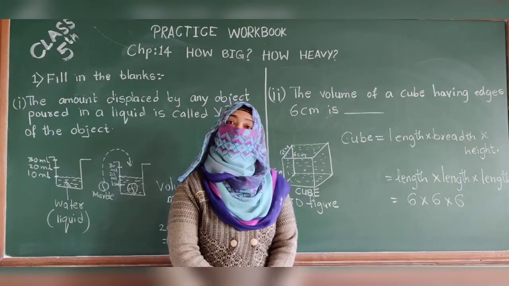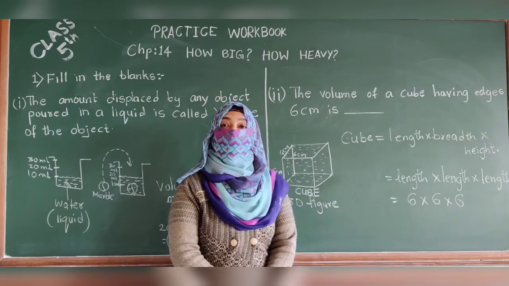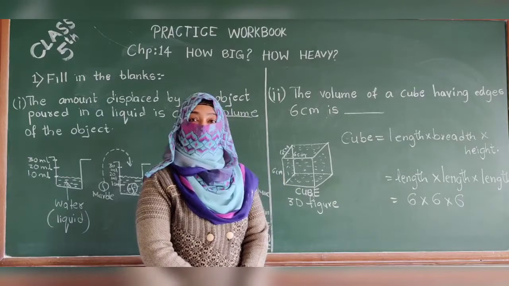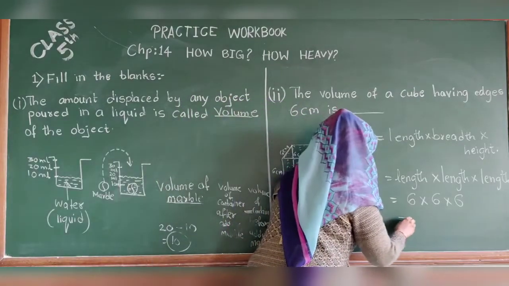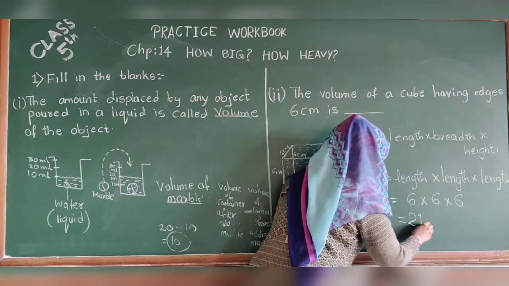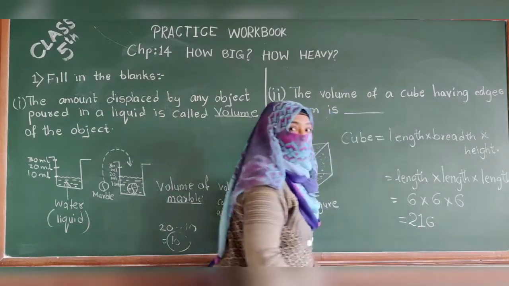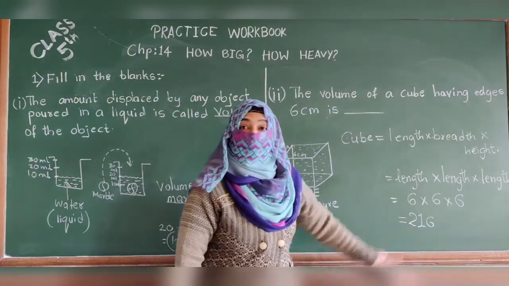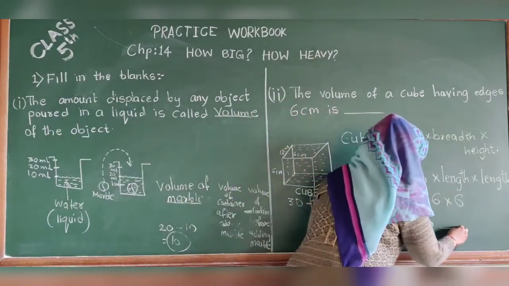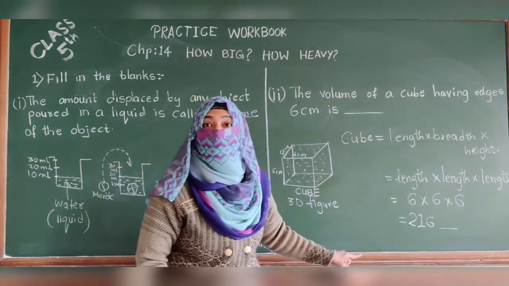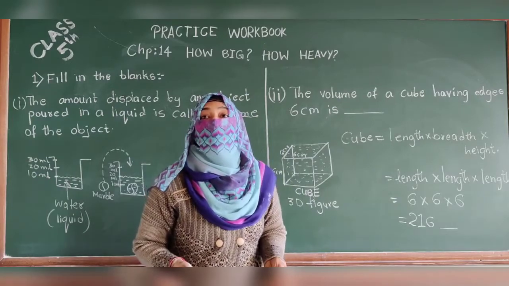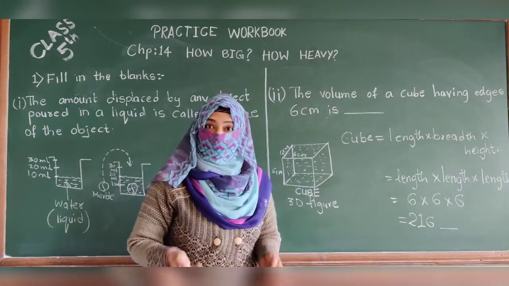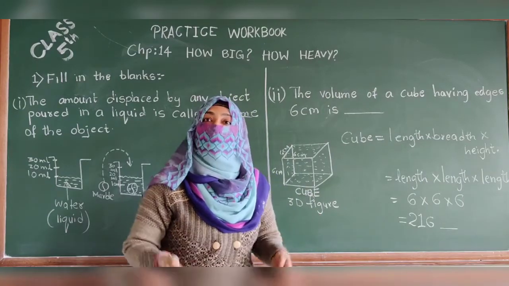36 multiplied by 6. What will it come? Correct. 216. It's 2, 1, 6. Now we have to write something which is very important. This is called the unit. If you don't write the unit, nobody will come to know what calculation you have done. You have done area or you have done volume.